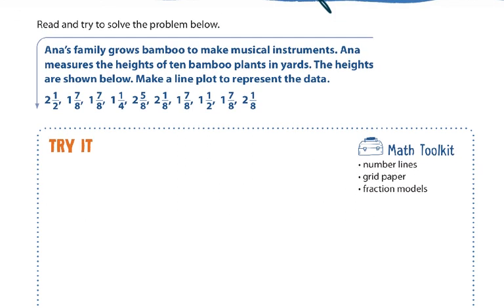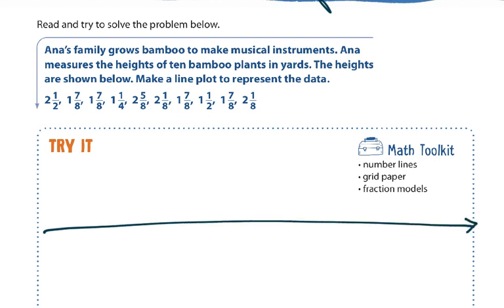All right, I'm going to draw a line. Step 1, make sure your line's pretty. And I start at 0. And the largest number is going to go up to 3. So I'll do 0, 1, 2, 3.